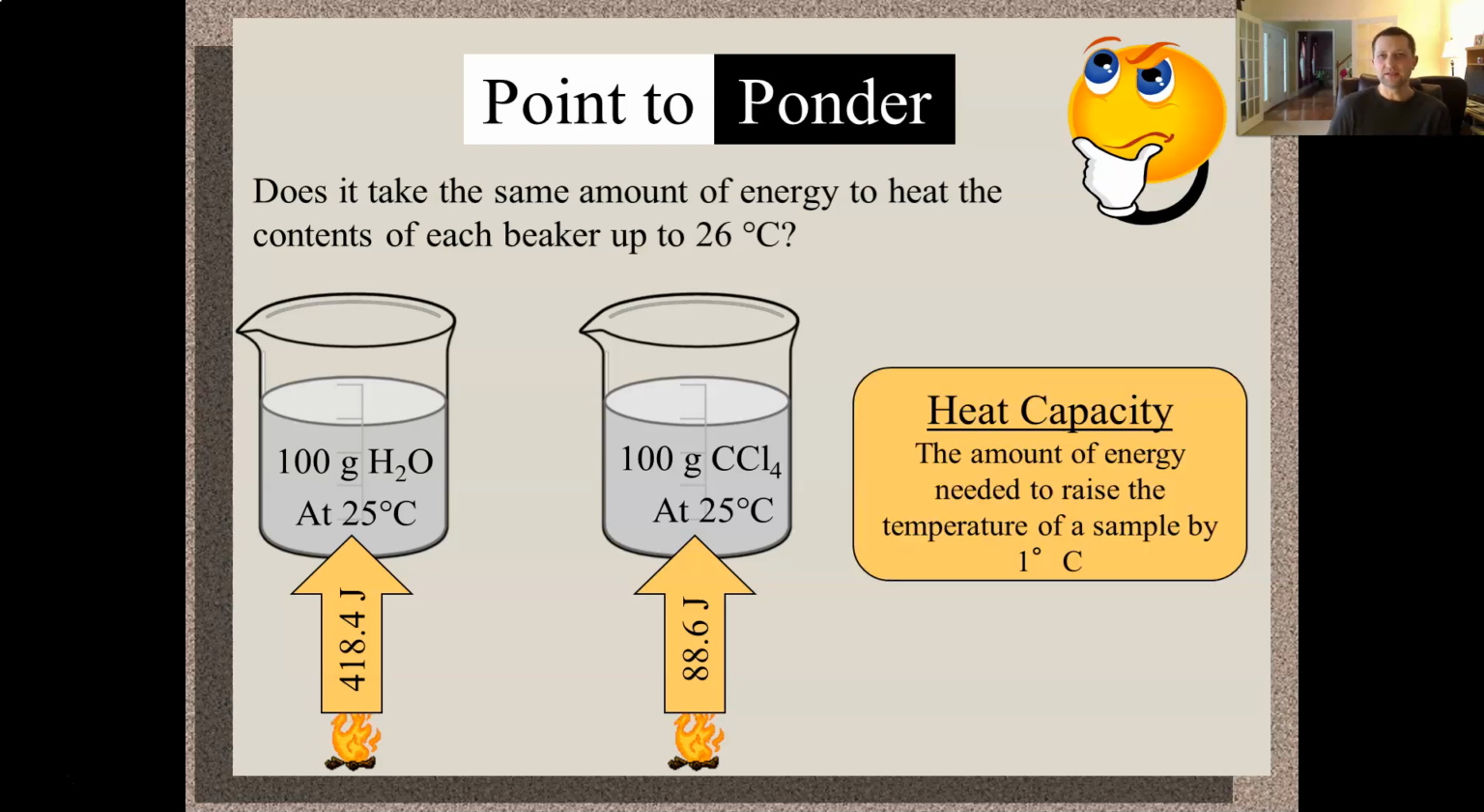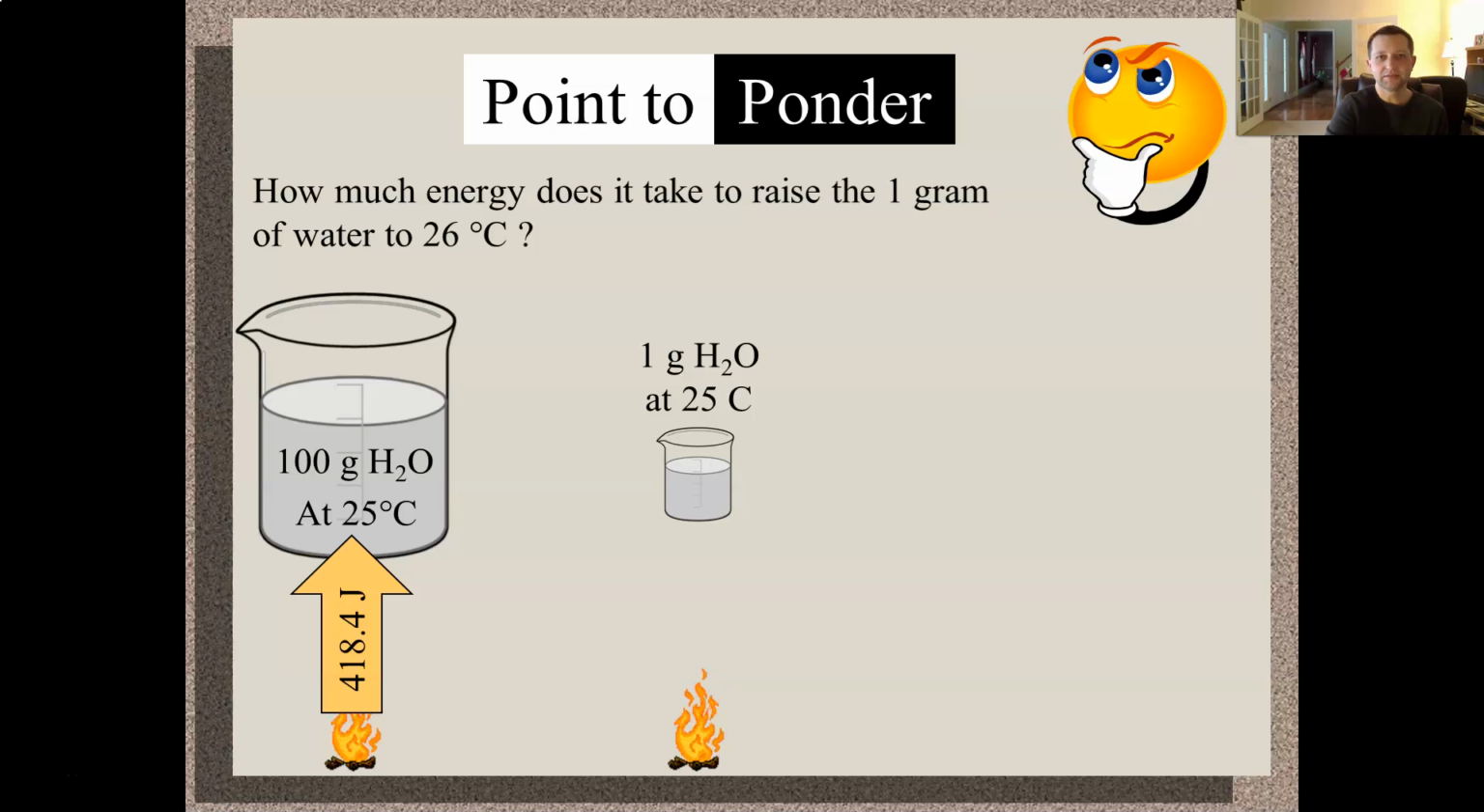So what we call this is the heat capacity. Heat capacity is the amount of energy needed to raise the temperature of a sample by 1 degree Celsius. So this is just, in general, a sample, right? So the sample could be 100 grams, it could be 200 grams, whatever. But you want to raise the temperature of that sample you have by 1 degree Celsius. This is related to the next slide, where we're going to focus on a smaller sample size, and we're going to be more consistent with our sample size as well.